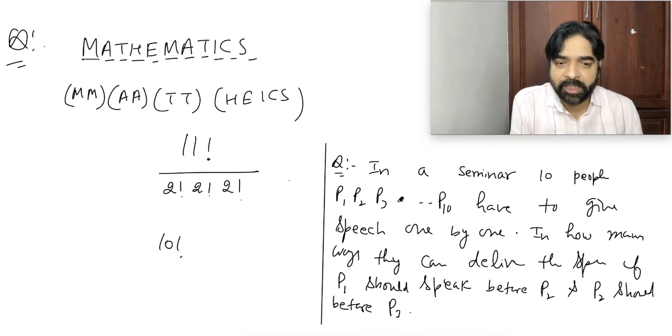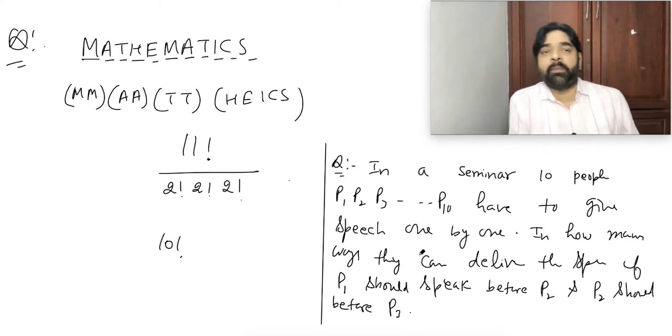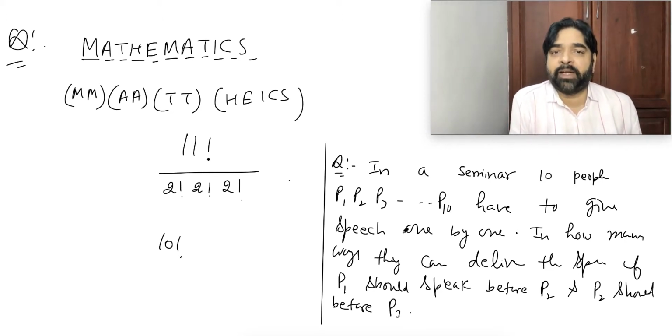We have to arrange these 10 people, na? P1, P2, P3, P4 till P10. 10 people we have to arrange. In how many ways can we arrange? 10 factorial. Yes or no?